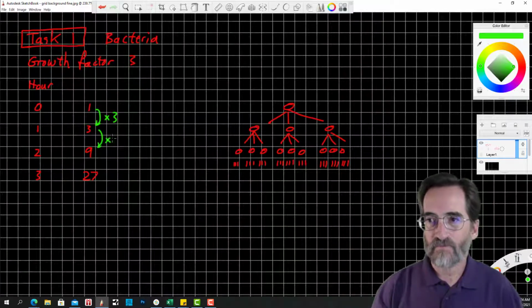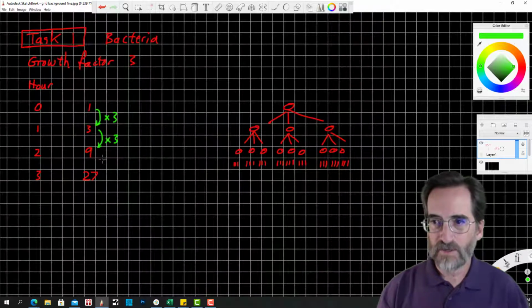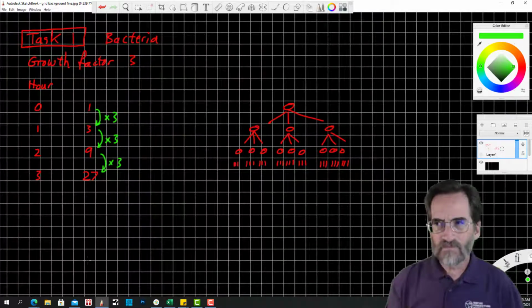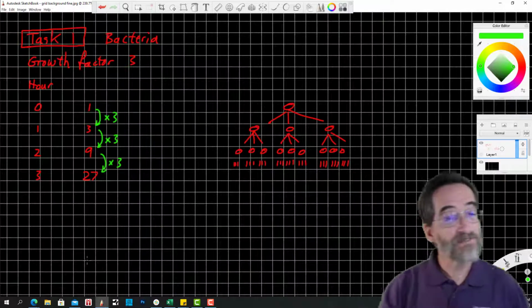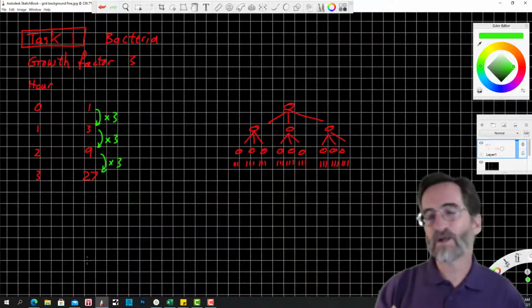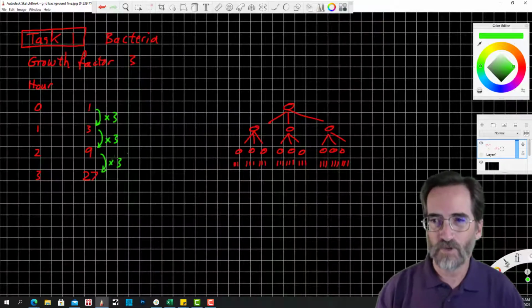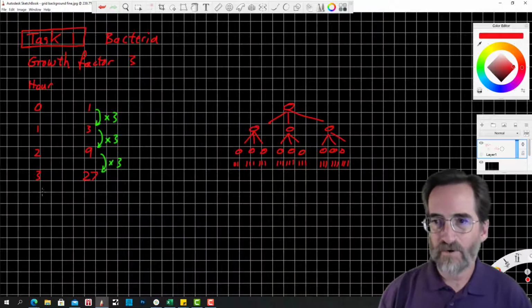at every step. 1 times 3 is 3. 3 times 3 is 9. 9 times 3 is 27. And so we have an exponential growth model. An exponential growth model is a repeated multiplication model. It's multiplying over and over and over again. So let's continue our pattern here.